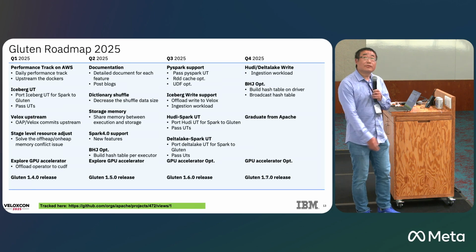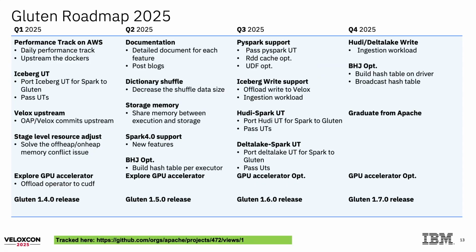Okay, this is the roadmap, the same roadmap over this year. In Q1, we focused on the performance track on AWS. Previously, we didn't have this environment or this budget. Now in IBM, we can do these things. We keep track of performance on AWS.